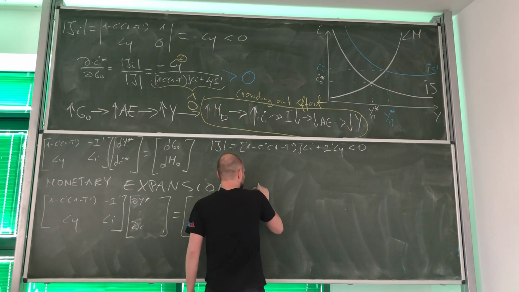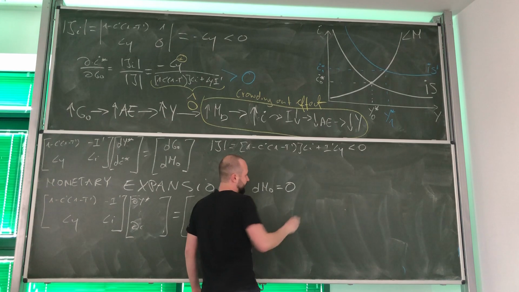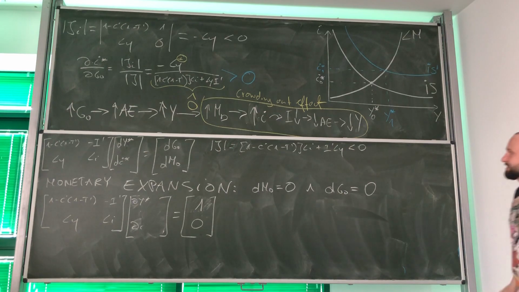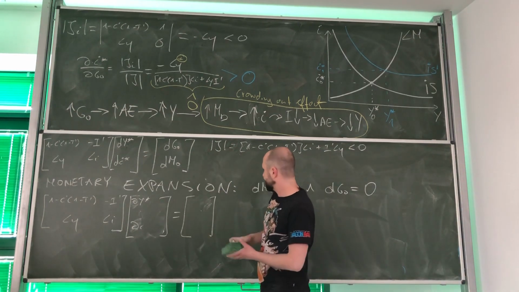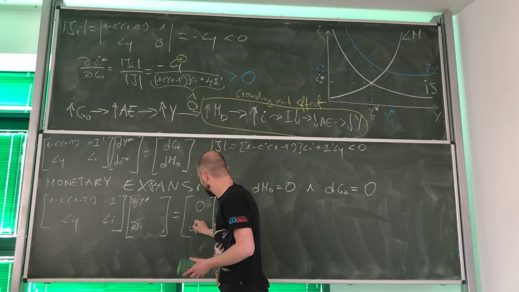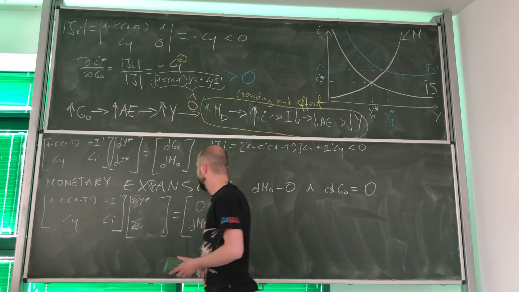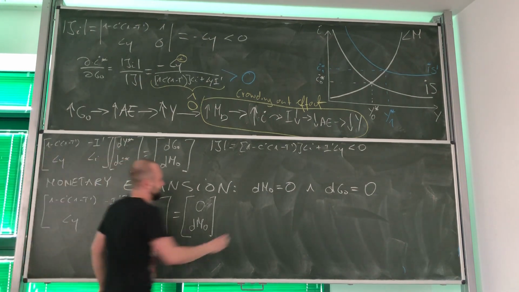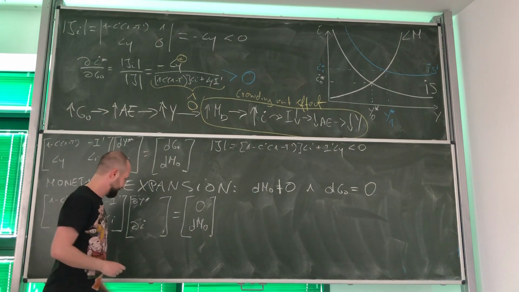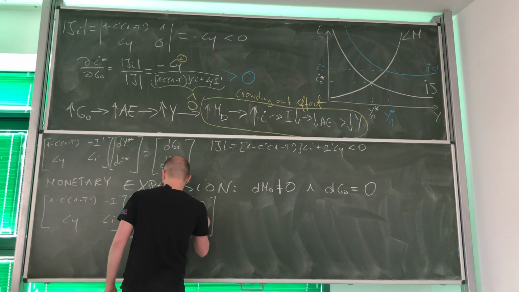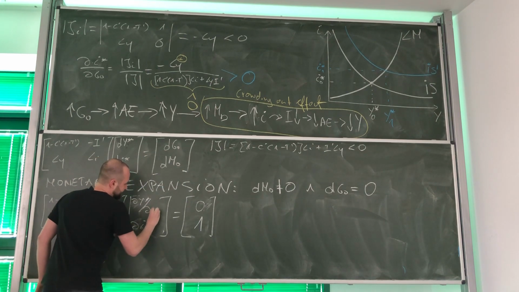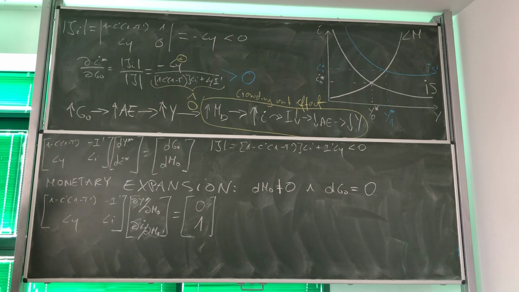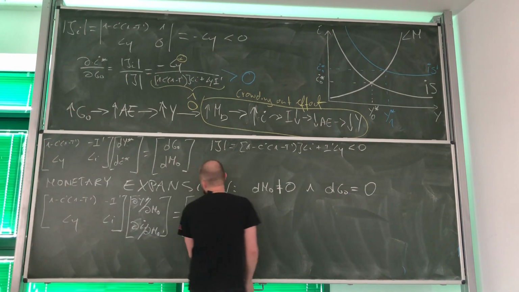So what would happen if central bank increases money supply while government keeps the level of spending at the same level? Look, our system changes into 0, dm0, right? Now, if we divide both sides by dm0, that is different than 0, we get 1 here, and dm0 here. So again, quite easily, we can calculate comparative static derivatives.